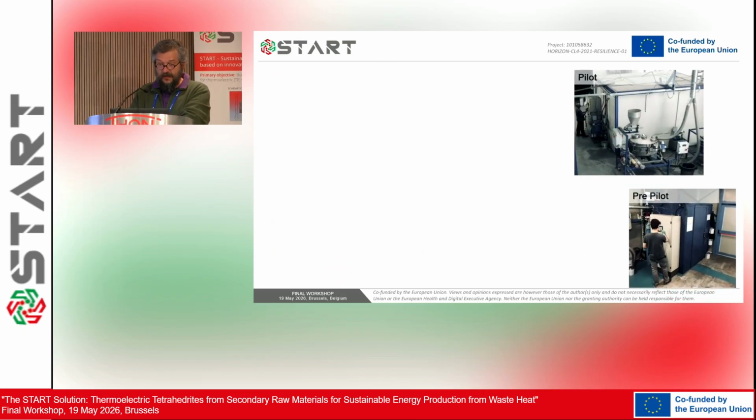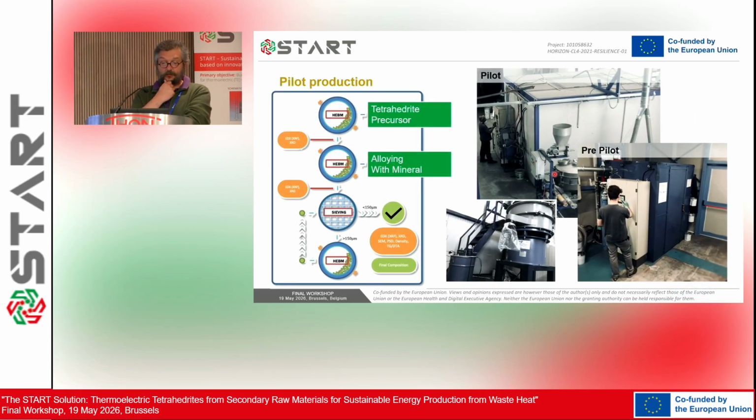The final loop of processes was including the formation of the tetrahedrite precursor via ball milling, then the addition of the mineral to perform the final alloying, a sieving process in order to remove all the coarse powders that are not suitable for the SPS process, and those coarse powders can be eventually reused in the ball milling and looped back to the sieving in order to maximize the yield of the process.